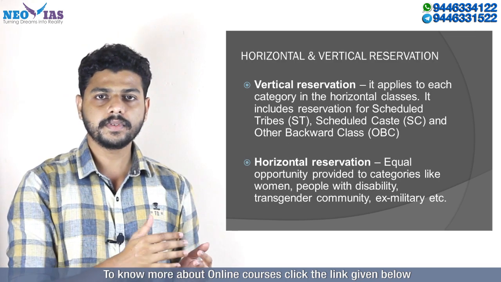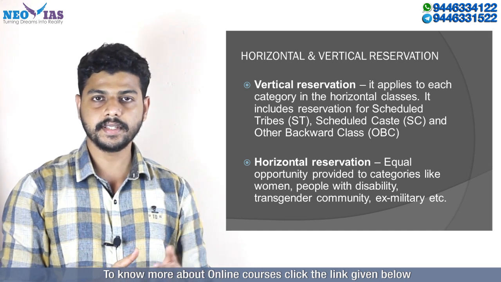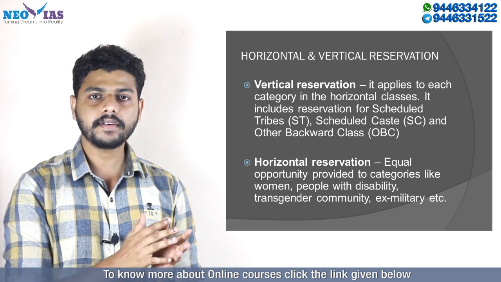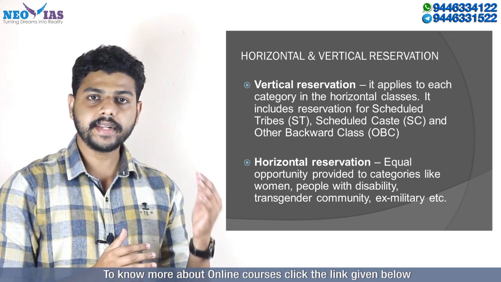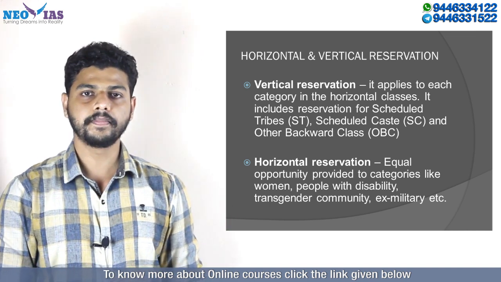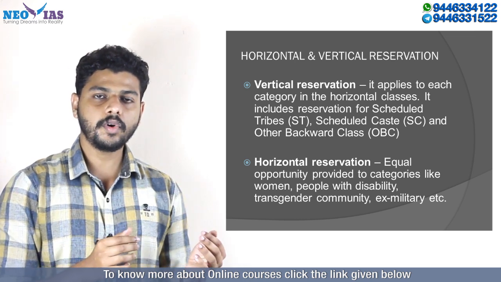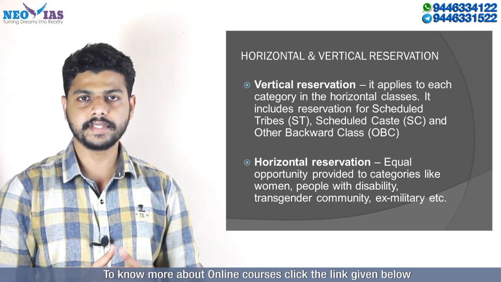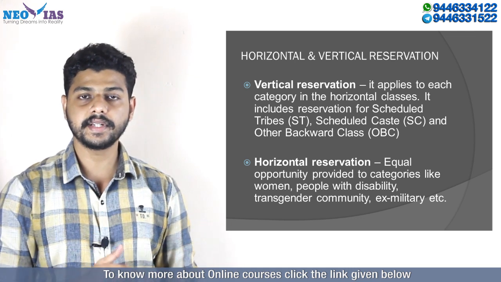The reservation for the Scheduled Tribe ST, Scheduled Caste SC and Other Backward Classes OBC are referred to as vertical categories, and it applies separately for each category which is specified under the law. The horizontal reservations are for providing equal opportunity for other beneficiaries like women, people with disability, the transgender community, as well as ex-military people, etc.